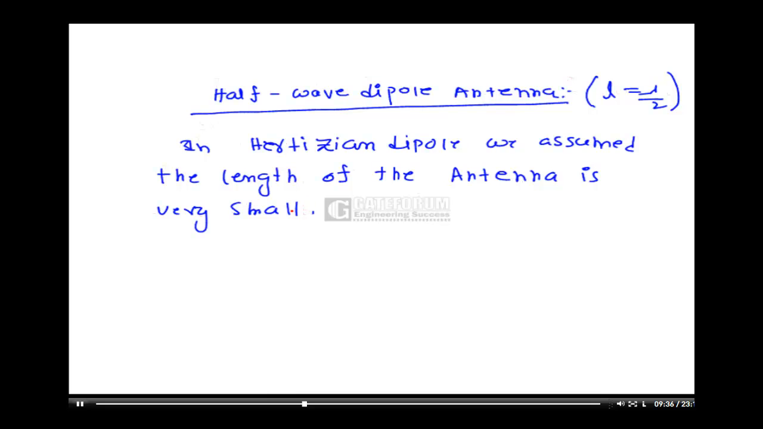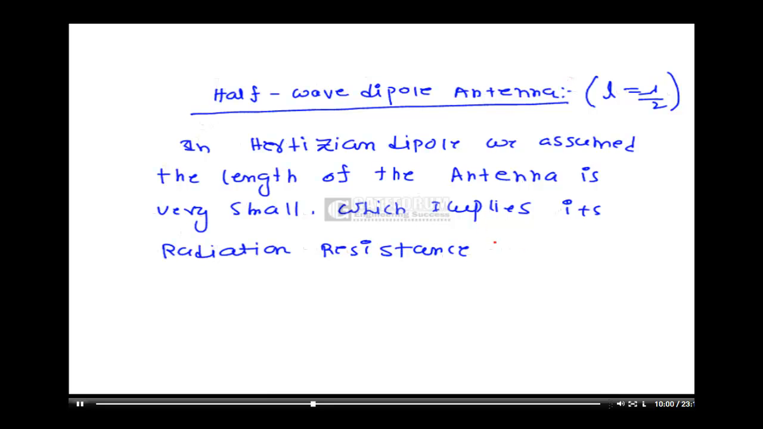So we know that radiation resistance is equal to 80 pi square into dl by lambda whole square. So it is directly proportional to length, which implies its radiation resistance is very small, which is very clear for us. Radiation resistance is very small.